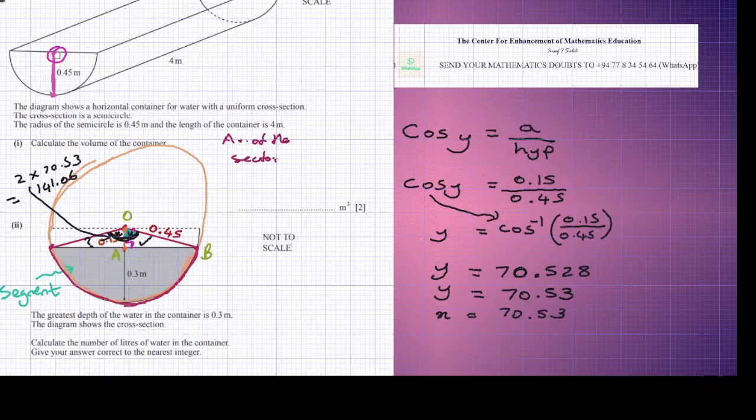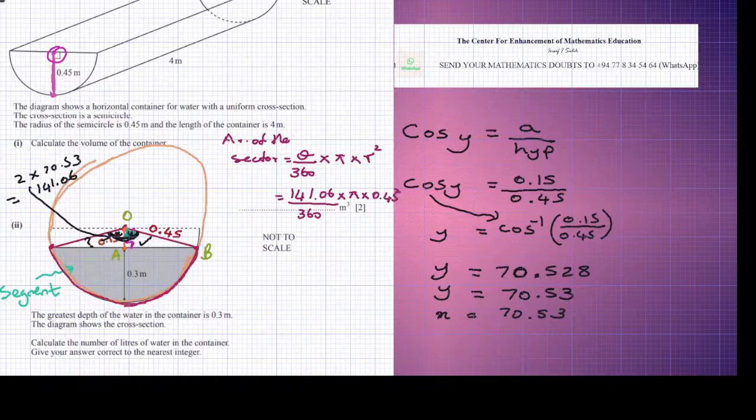What's the formula? That is theta over 360 into pi r squared. Just a while ago we found theta's value. The angle at the center is 141.06, over 360 into pi into r squared. The radius of the sector is 0.45, so 0.45 squared.